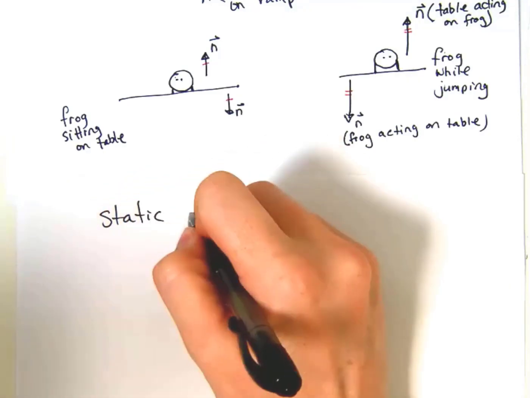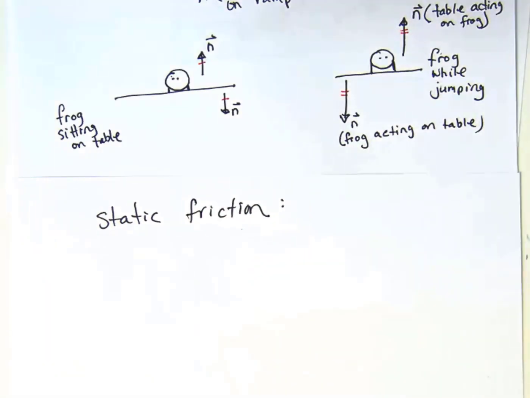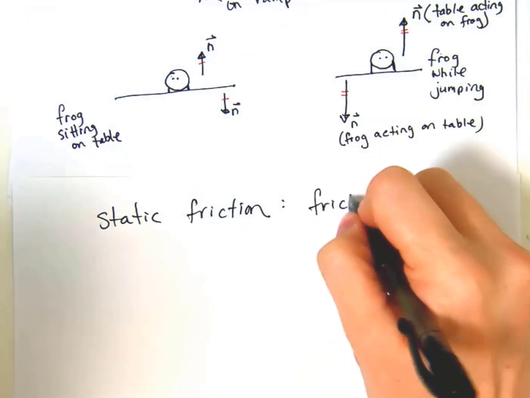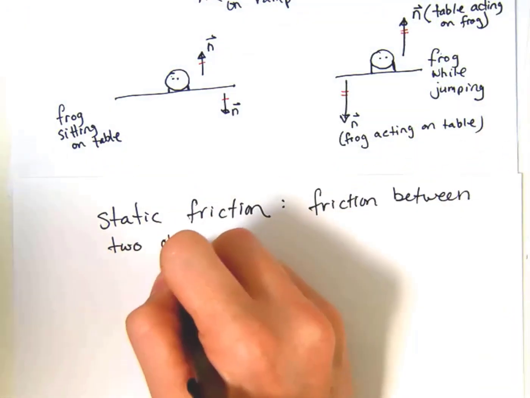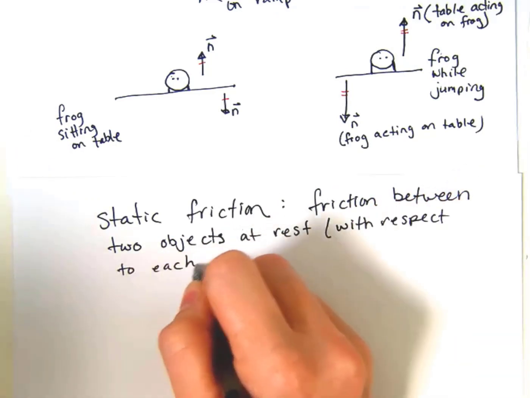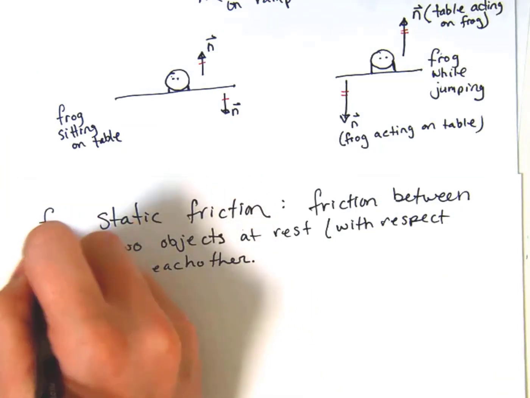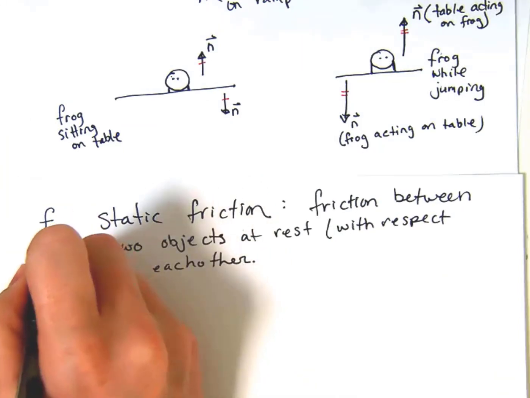Static friction is going to be friction that acts between two objects that are kind of stuck together, that are not sliding over each other. Our abbreviation for that is going to be a little f for friction and then a little s for static.